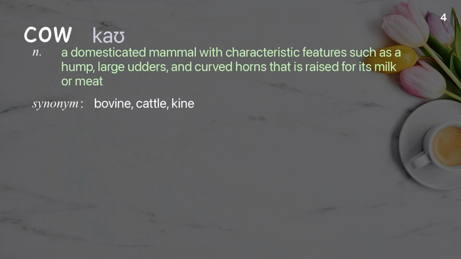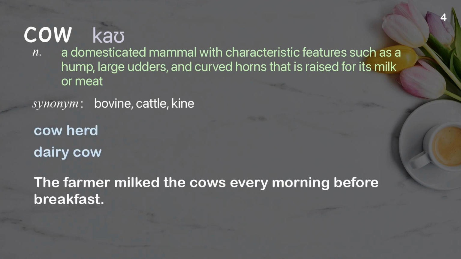Cow. A domesticated mammal with characteristic features such as a hump, large udders, and curved horns that is raised for its milk or meat. Examples: Cowherd, dairy cow. The farmer milked the cows every morning before breakfast.